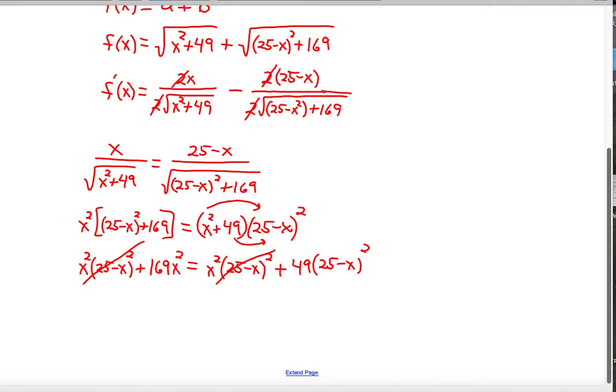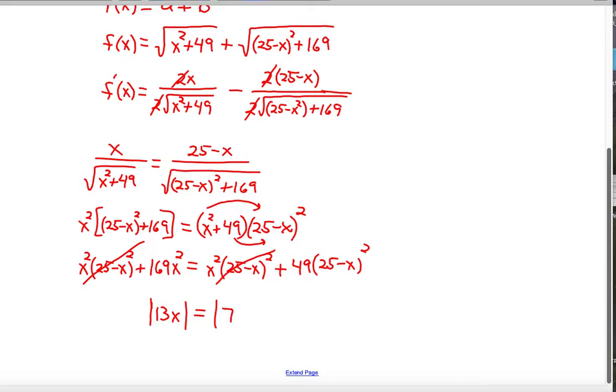At this point, I could distribute. I don't feel like doing that. So what if I take the square root of both sides? I'll get the absolute value of 13x. And I know, by the way, well, we'll come back to that in a minute. Absolute value of 13x equals the absolute value of 7.